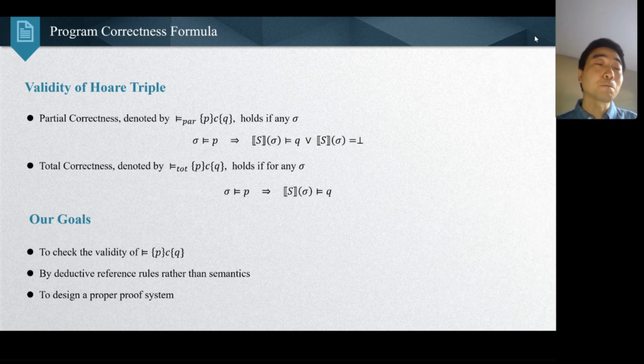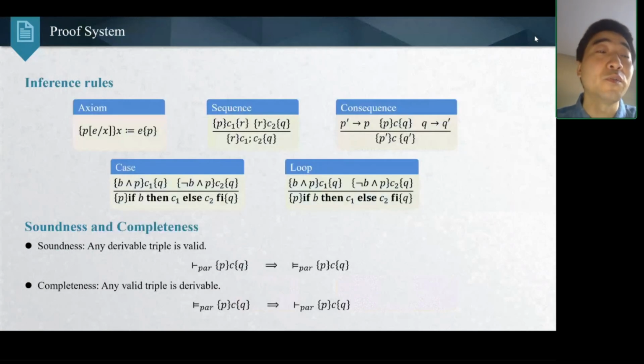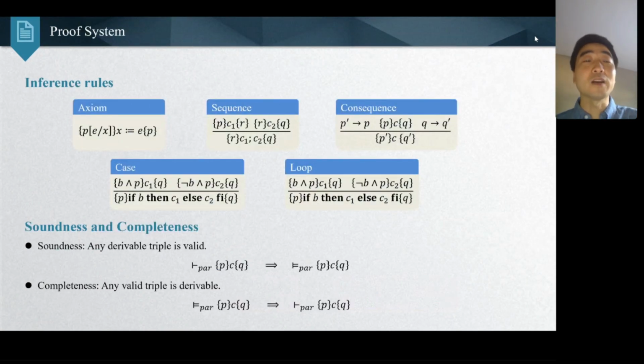Our goal, the goal of the Hoare triple, is to check the validity of any given Hoare triple {P} C {Q}. This is done by deductive inference rules rather than semantics. These are the very famous inference rules: axiom, sequence, consequence, case, and loop. Hoare logic is very powerful because it is sound and complete. Soundness means that any derivable triple is valid, and completeness means that any valid triple is derivable.